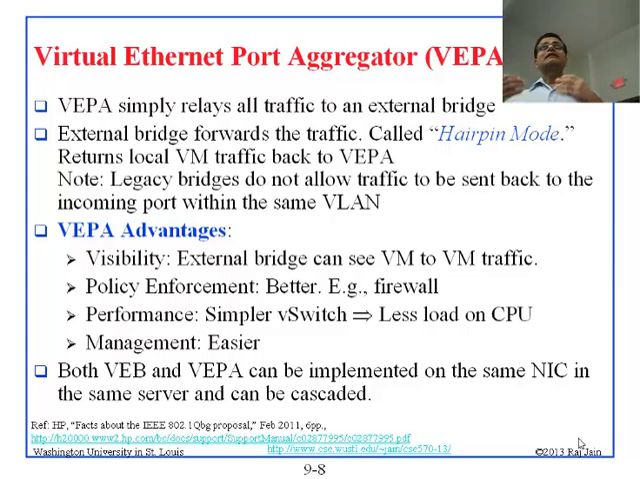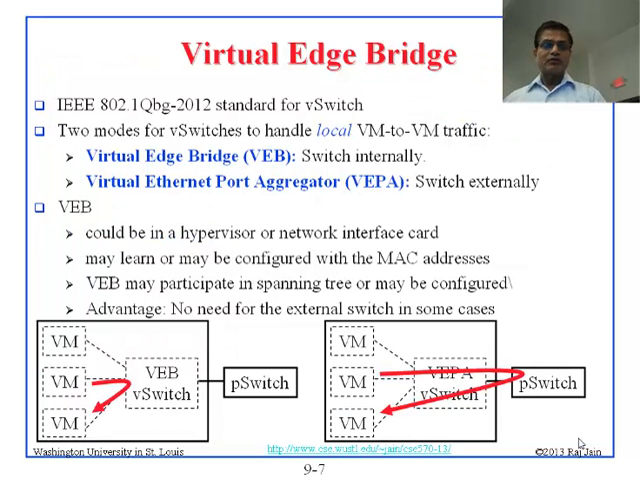Now, next thing is the IEEE standard allows it, and many people do it, that you could do both in the same machine, and you could do them in tandem. So you don't have to have one VEPA, one VEB. You could have VEB on a VEPA and a VEPA on a VEB, and you would have a whole network inside. You know, switches.